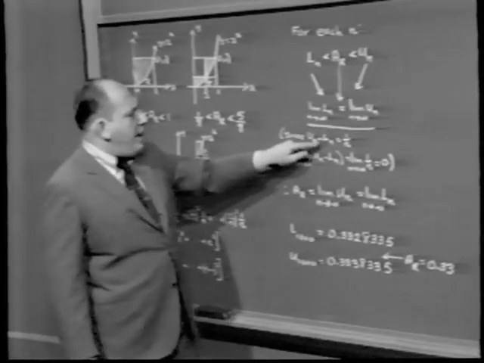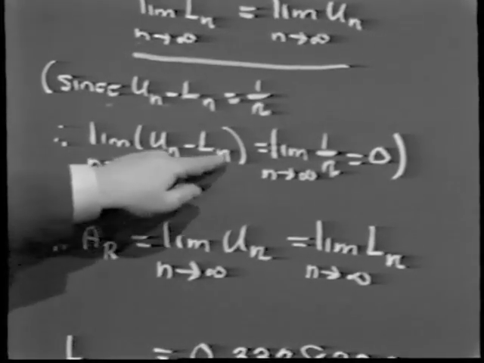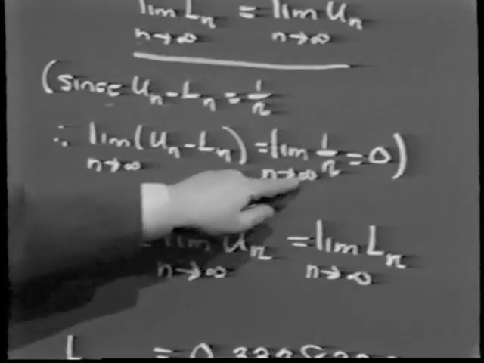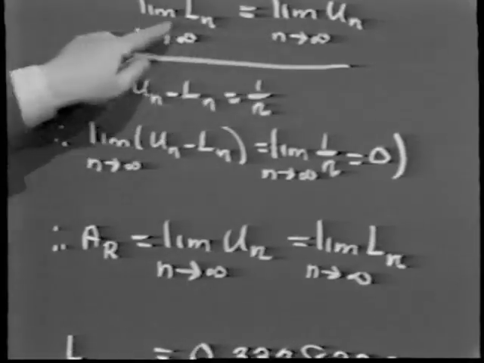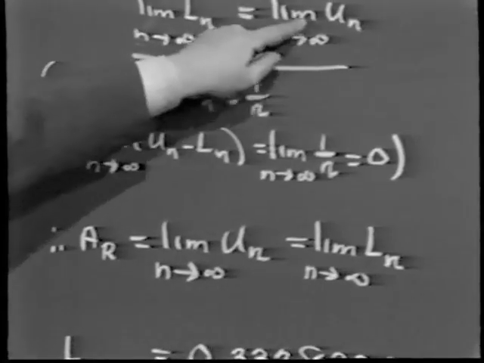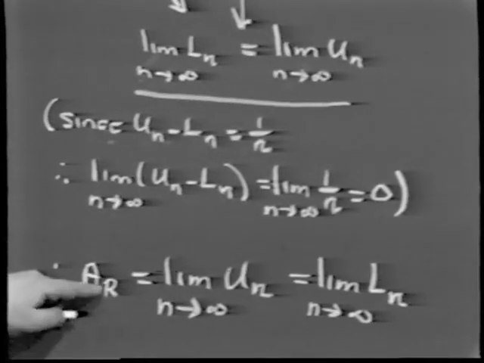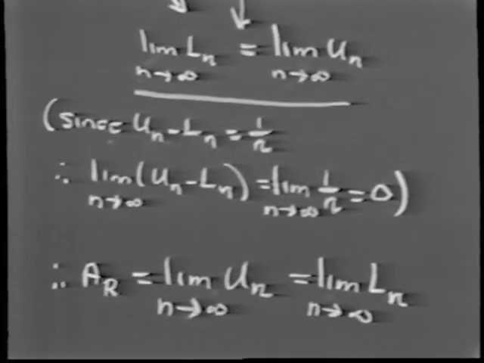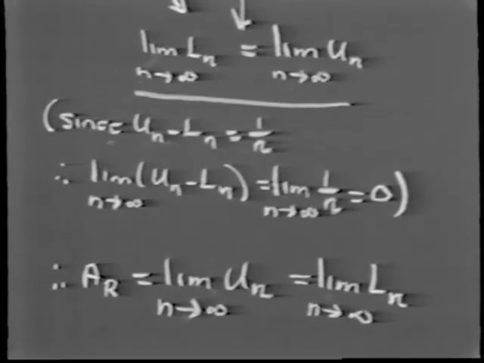In other words, since U sub n minus L sub n is 1 over n, that's just another way of saying what? That the limit of this difference is just the limit of 1 over n as n goes to infinity, but that's clearly 0. In other words, these two limits are the same because their difference goes to 0 in the limit. Consequently, since these two things are the same, and A sub r is caught between these two, it must be that A sub r is equal to this common limit. And that's precisely what the method of exhaustion was. We squeezed what we were looking for between two estimates which converged towards each other as n got large.